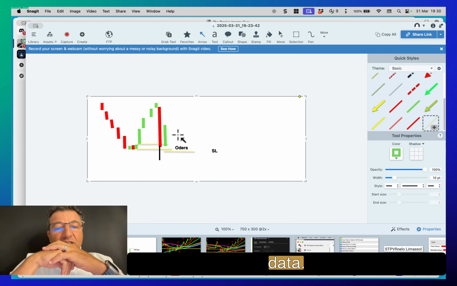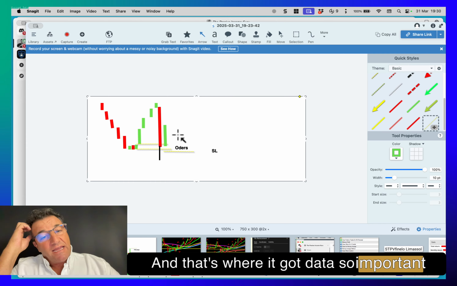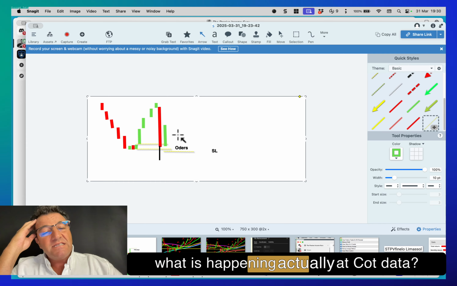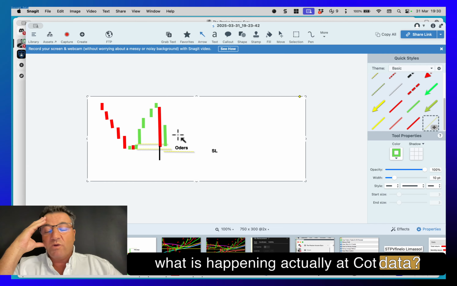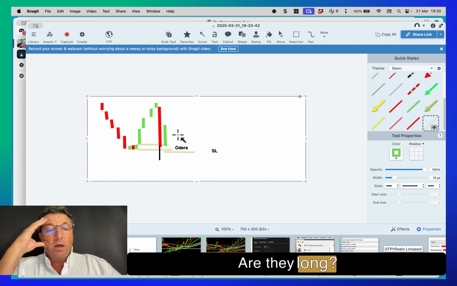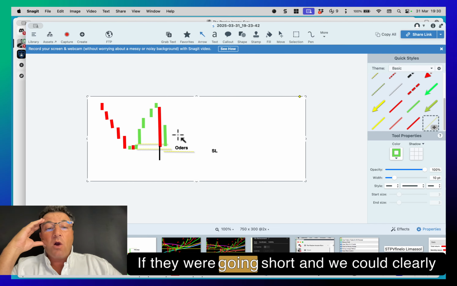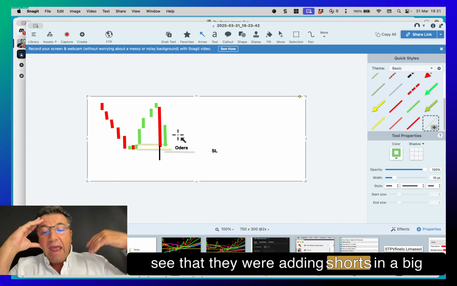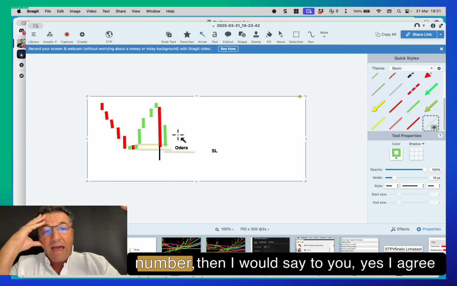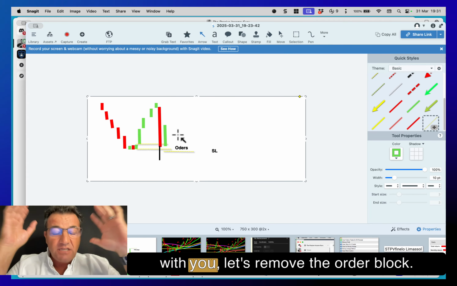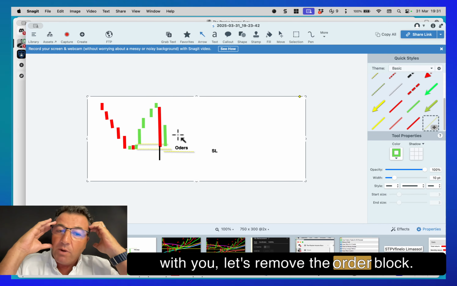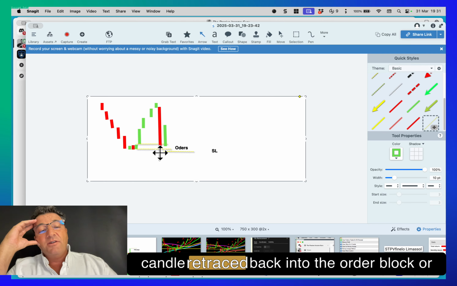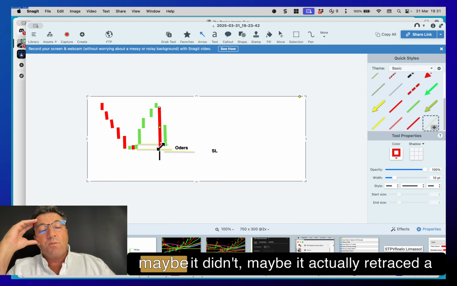And that's where COT data is so important, because we look at COT data and we say, well, what is actually happening with the COT data? Are they long? Yes, they are long. If they were going short, and we could clearly see that they were adding shorts in a big number, then I would say to you, yes, I agree with you. Let's remove the order block. But the fact of the matter is that the candle retraced back into the order block, or maybe it didn't.